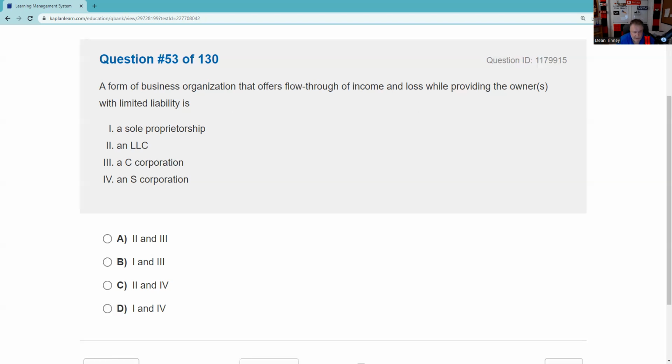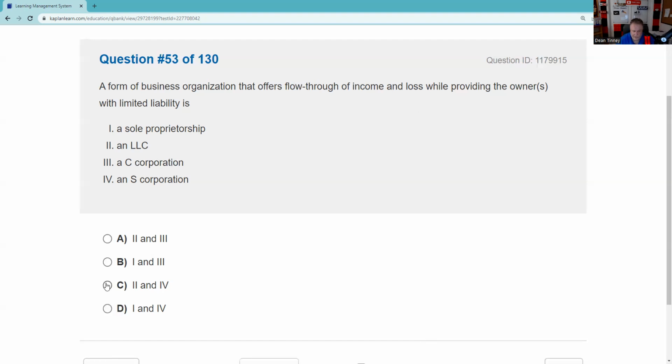C Corp that has retained earnings, it doesn't flow through. Sole proprietors, the business and the sole proprietor are one and the same. So I need a 2 without 1 and 3. S corps, yeah. S corps are corporations where profits and losses flow through. And so the answer is 2 and 4.